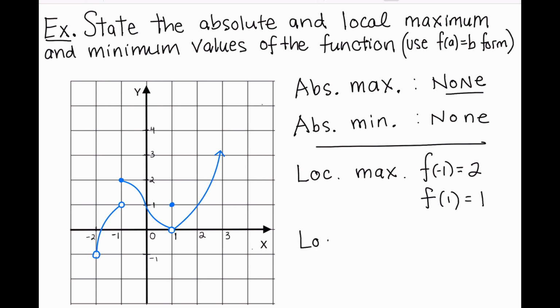Let's take a look and see if there are any local minimums. If I look over the graph, I do not see any local minimums. This kind of looks like it would have been a local minimum, but the function actually never achieves that low point, and instead it pops up here and becomes a local max. So in this case, I would also say there are no local minimums.